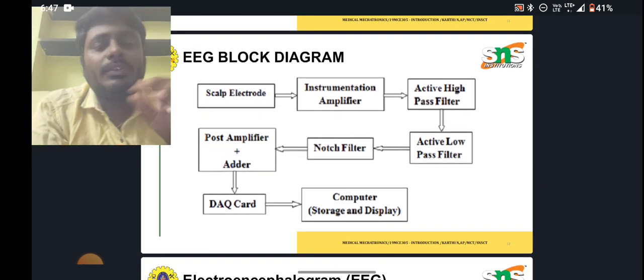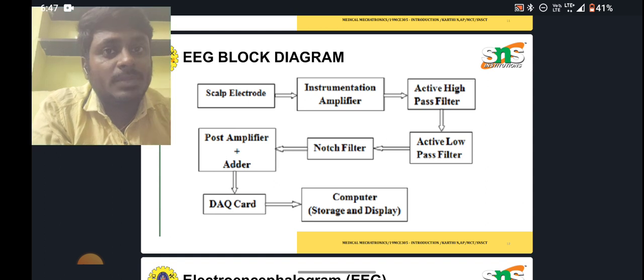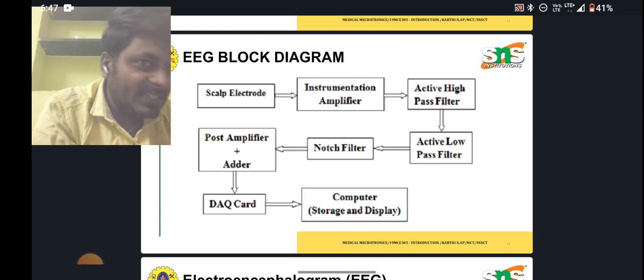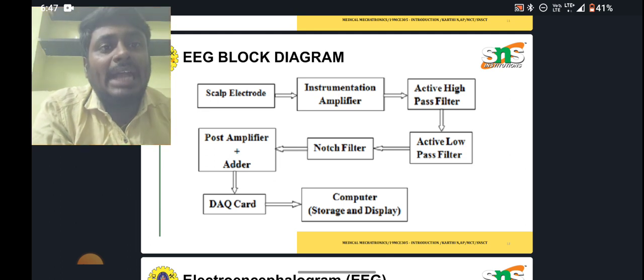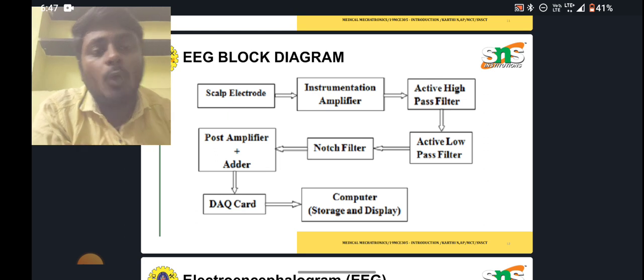The block diagram of an EEG shows the scalp electrodes which are directly placed on the head of the patient, connected to the instrumentation amplifier, active high pass filter, low pass filter and notch filter. The filters are used to eliminate the unwanted activity of the brain, and this is then connected to the amplifier and a DAC card. Through the computer we can get the output.